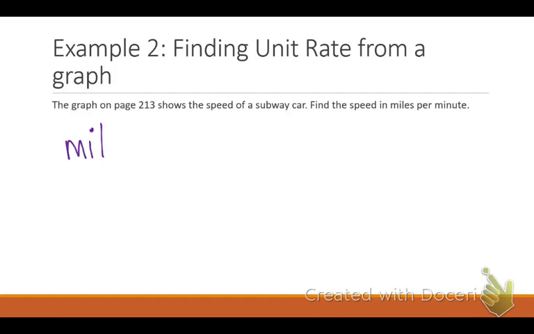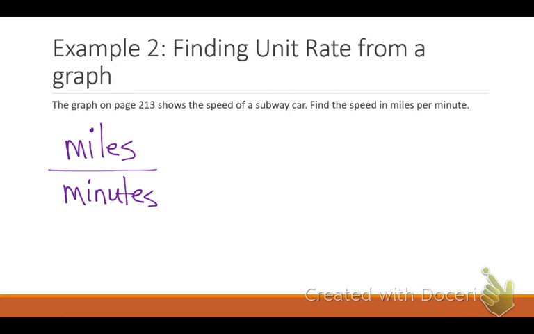Miles over minutes. Because I'm looking for how much per 1 minute. Okay? So how did I know I was setting up my fraction this way? I looked at the graph and I looked at what it was asking me to solve for. So guess what? If it had said minutes per mile, I would have flipped it, okay? Do you see why I wrote it this way? Because whatever I'm finding the unit rate for, that unit goes on the bottom.